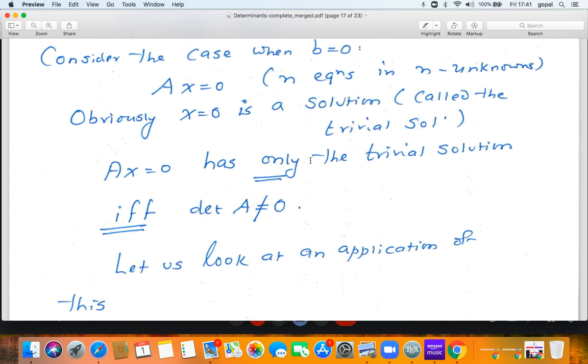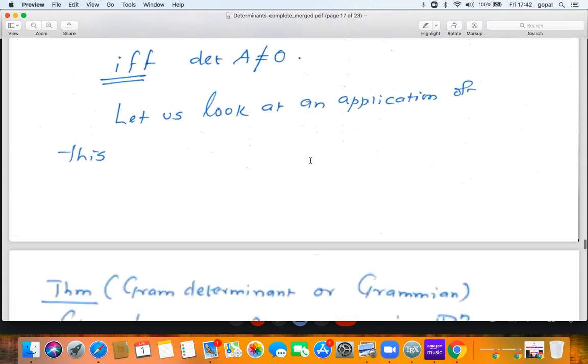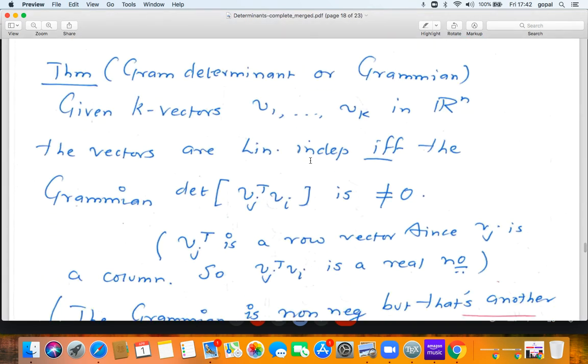Now we are going to use this simple observation to prove the theorem that if you take k vectors v1, v2, ..., vk in Rn, then these vectors are linearly independent if and only if the Gramian is non-zero. What is the Gramian of a system of k vectors? You simply take Vj transpose Vi. Vj transpose is a row vector. Vi is a column vector. So Vj transpose Vi is a real number. And this matrix is a symmetric matrix. And its determinant is called the Gramian.